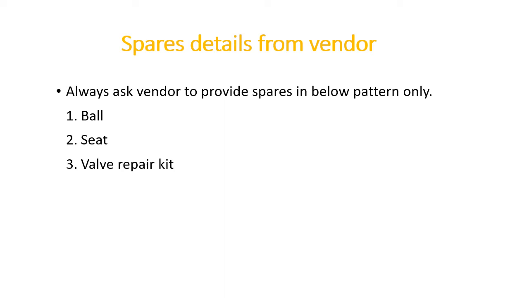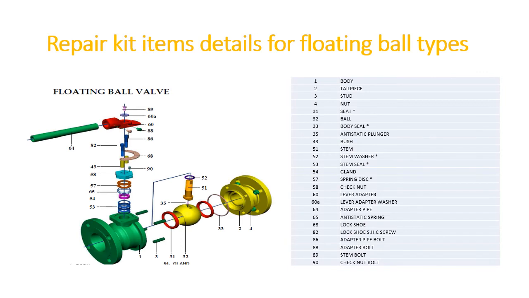Regarding the spare details, I have given one example, which is for the ball valve only. For the ball valve, you should take spares of the ball, spares of the seat, and you should take the repair kit. Repair kits means all the gaskets and seals that are required for overhauling. This is a typical floating ball valve. As you can see, this is an exploded view of the ball valve, and it contains lots of materials.